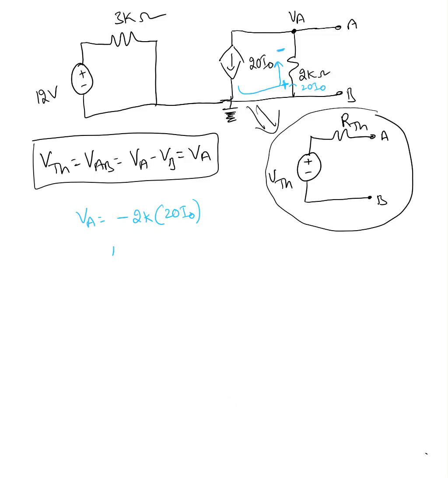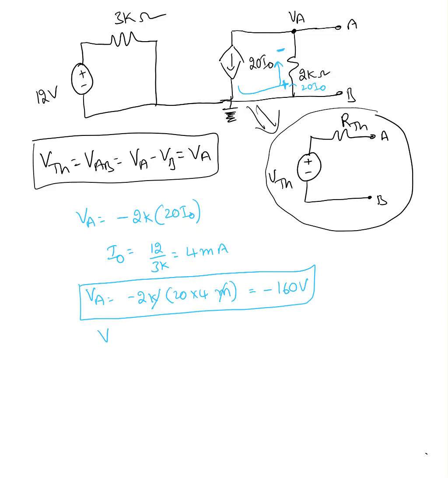What is I0? I0 equal to 12 divided by 3K, which is nothing but 4 milliampere. So now my VA equal to minus 2K times 20 times 4 milli. So kilo and milli get cancelled. I will end up with minus 160 volt. That's my VA. So my V Thevenin equal to minus 160 volt.